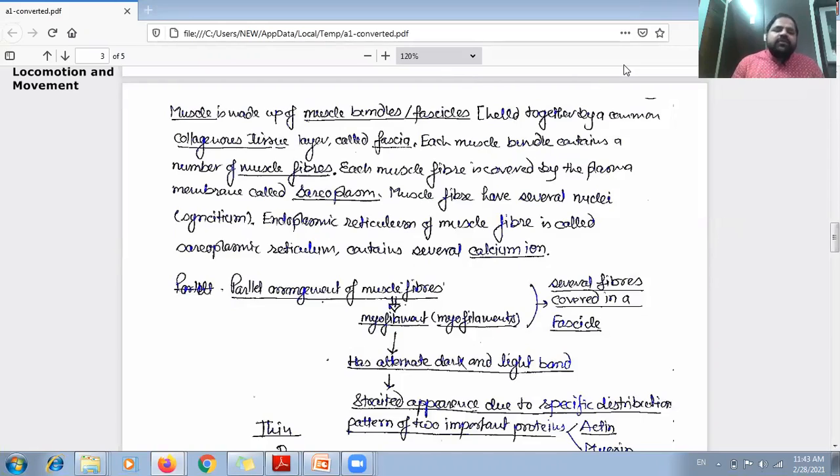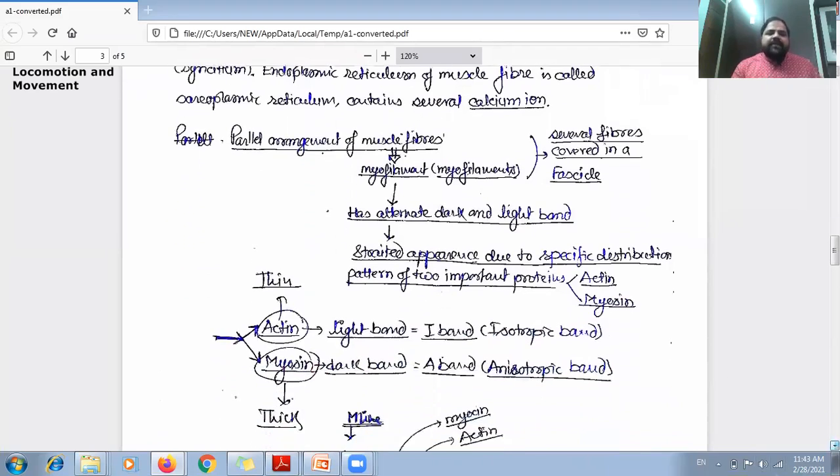So this is the syncytium condition, and the endoplasmic reticulum of the muscle fiber is called sarcoplasmic reticulum, which contains several calcium ions, and these calcium ions help in the movement of skeletal muscles. We can see here that the parallel arrangement of muscle fibers forms the myofilaments or myofibrils, and several of the fibers are covered in a fascicle, as I told.